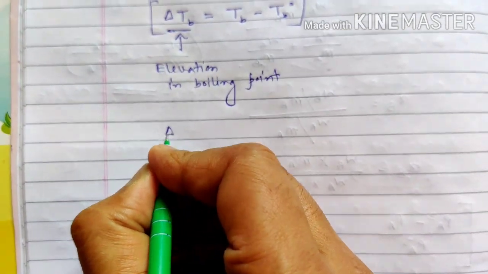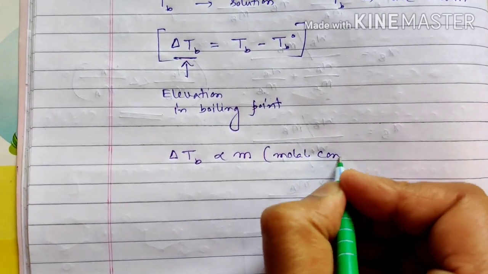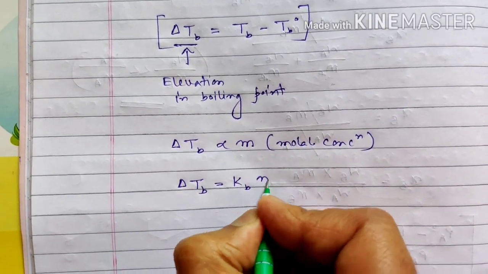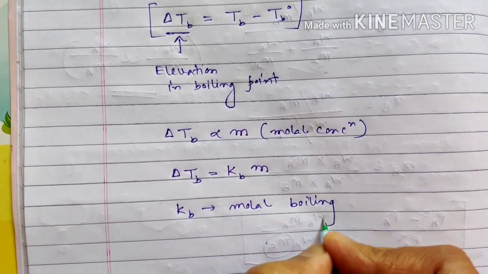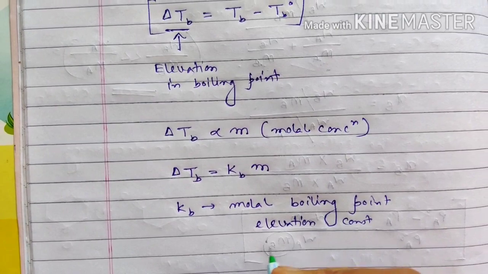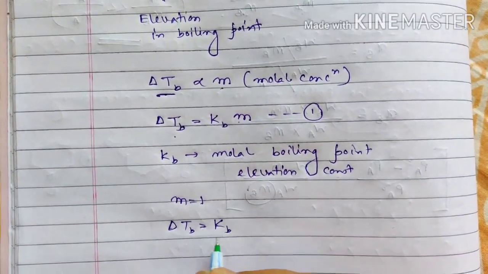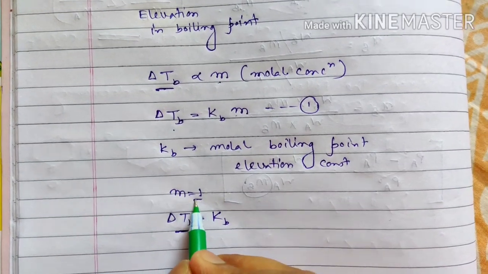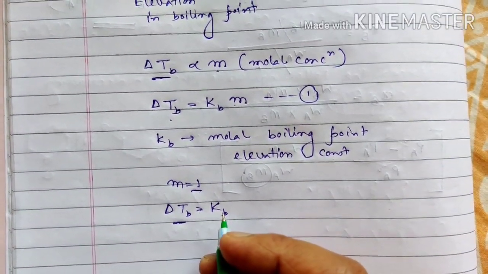Experimentally, it is found that delta Tb is always proportional to m, which is molal concentration. So we should write that delta Tb is equal to Kb into m. This Kb is called the molal boiling point elevation constant. So from this equation number 1, if I put m equal to 1, obviously delta Tb is equal to Kb. So the molal boiling point elevation constant can be defined as the elevation in boiling point for a 1 molal solution. That means the solution containing 1 gram mole of solute dissolved in 1000 gram of solvent.